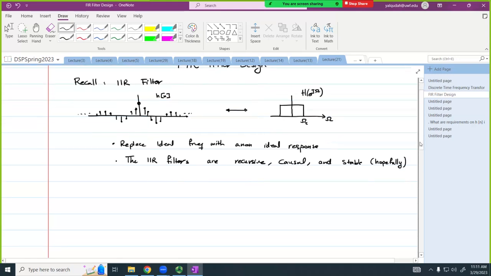And we found a transfer function for these filters, and they were of the form the summation of b_i z to the negative i divided by the summation of a_i z to the negative i. And from this H(z), we are able to get the difference equation. We can write y of n equal to a0 b0 multiplied by x of n, etc. That's what we've done with our IIR filter design.